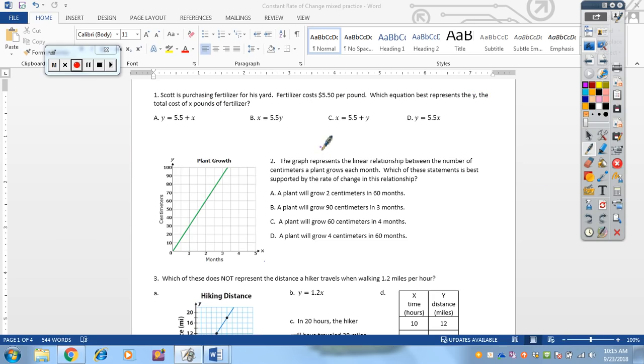Number 2, the graph represents the linear relationship between the number of centimeters a plant grows each month. Which of these statements is best supported by the rate of change in this relationship? So you're just looking to see what's true. Careful to notice that this is months and this is centimeters. The plant will grow 2 centimeters in 60 months. The side is centimeters. Do you see 2 centimeters over here? Me either. So be careful.